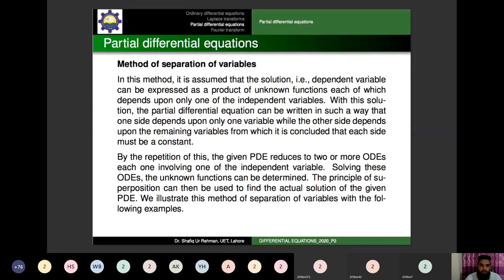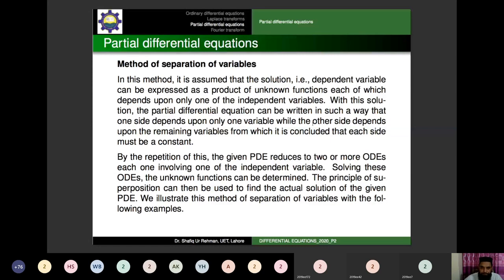With this solution, the partial differential equation can be expressed in such a way that one side depends upon only one variable, while the other side purely depends upon the other variable, from which it is concluded that each side must be a constant. This is the most vital thing. So the idea is a separation of variables.